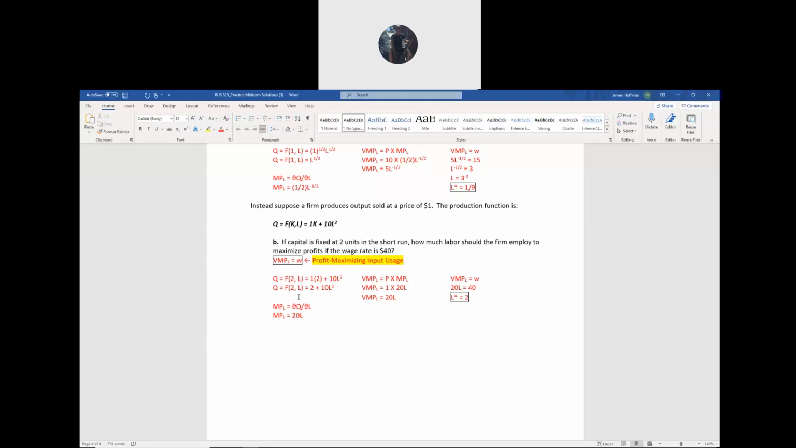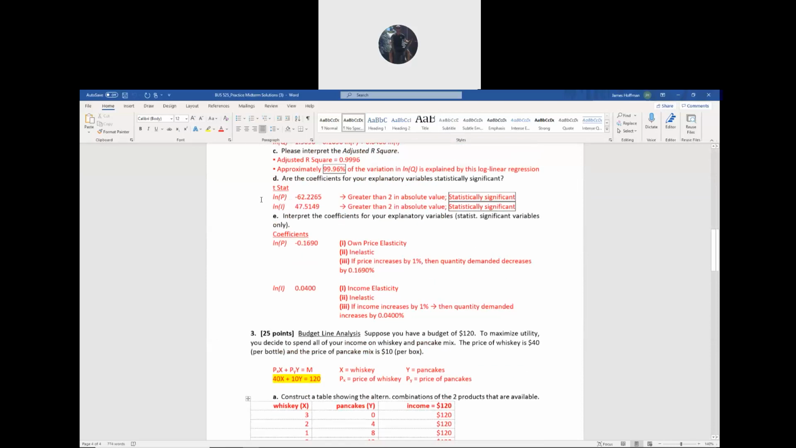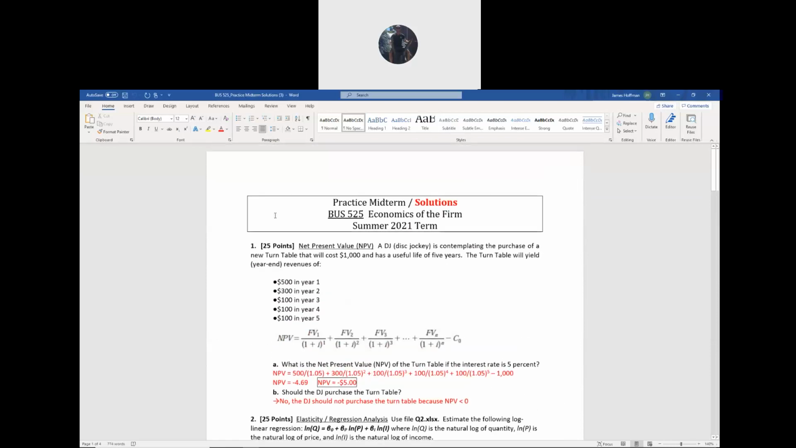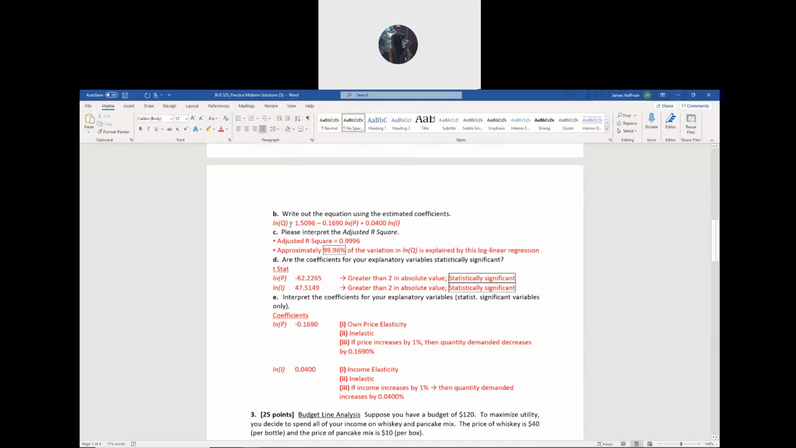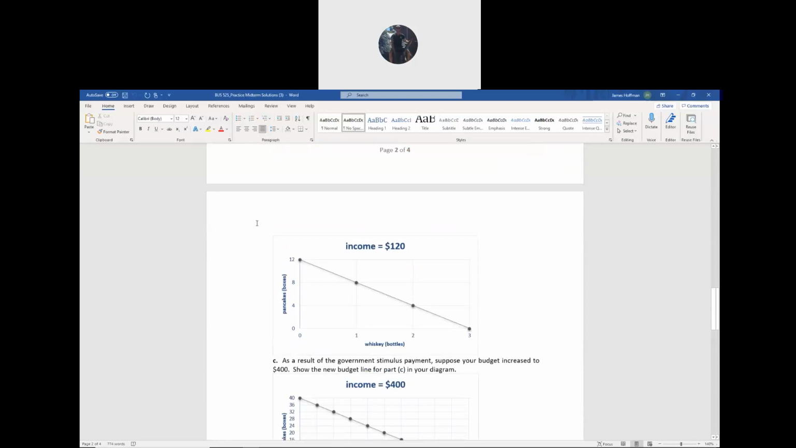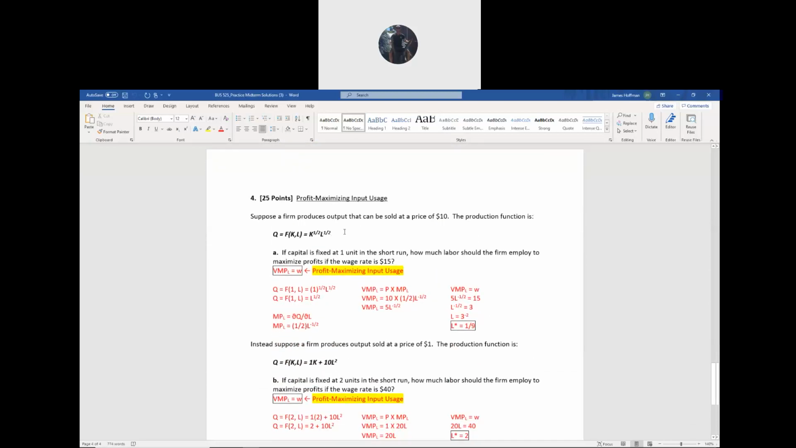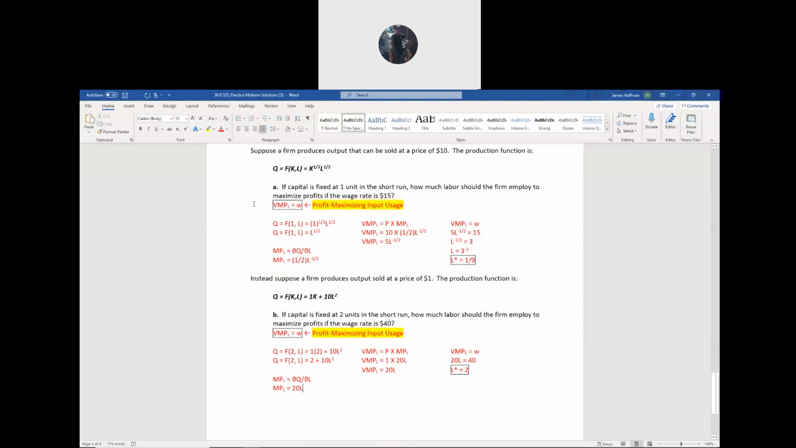Okay, so that is the practice midterm and the review session there. So 4 questions. We just solved each type. So any questions on net present value, the elasticity or regression problem, or the budget line analysis, or the profit maximizing problem from chapter 5? So is everyone good on these types of questions, or any questions on any of these?